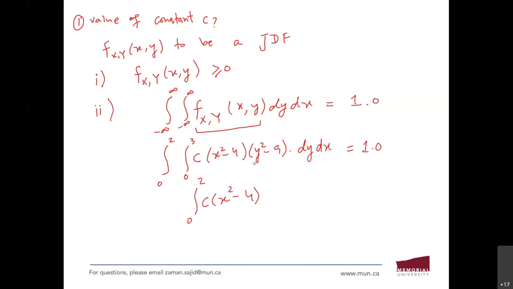So I'm going to integrate this function with respect to y. It will be y cubed over 3 minus 9, the integral of 9 will be 9 times y. And for these, we have the limit from 0 to 3, with dx, equal to 1.